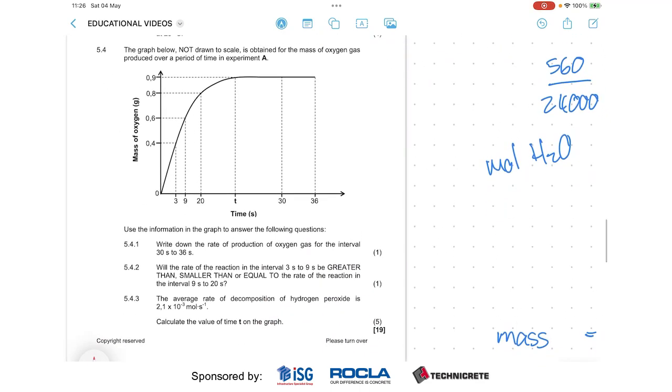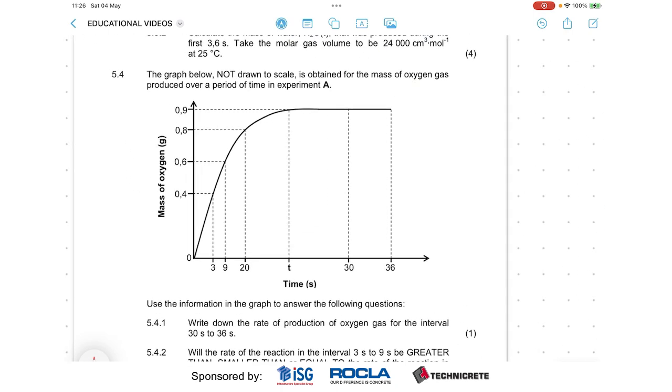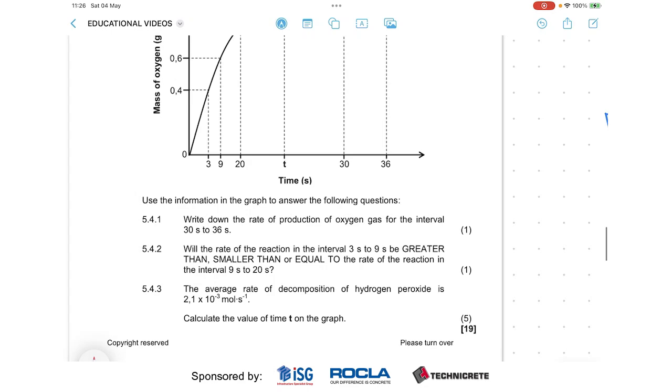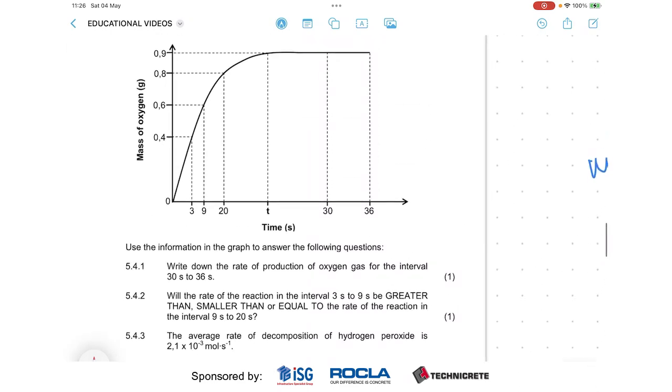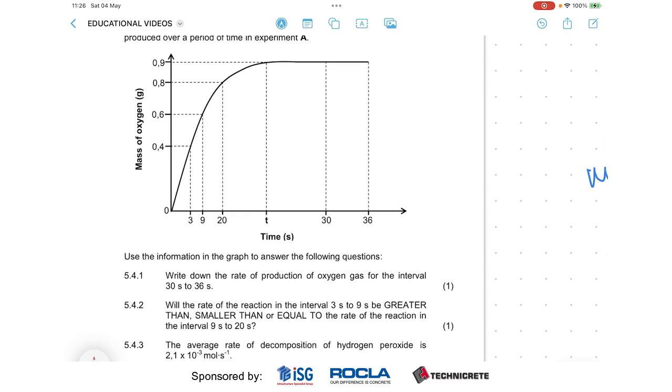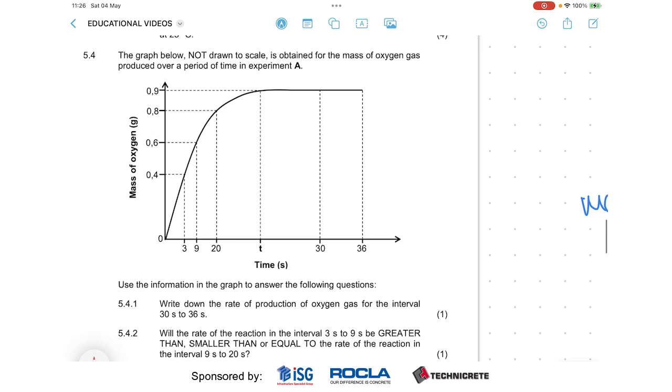Question 5.4. Okay, the graph below, not drawn to scale, is obtained for the mass of oxygen gas produced over a period of time in experiment A. Use the information in the graph to answer the following questions. Write down the rate of production of oxygen gas in the interval 30 to 36. So here.